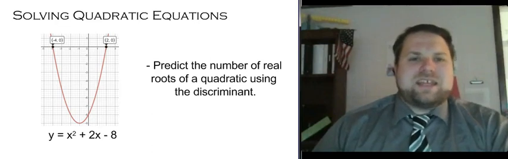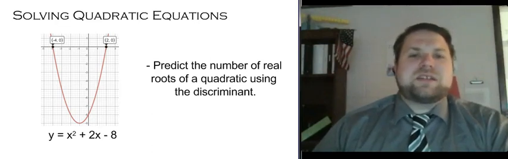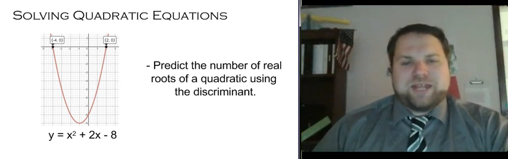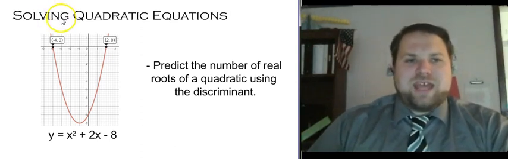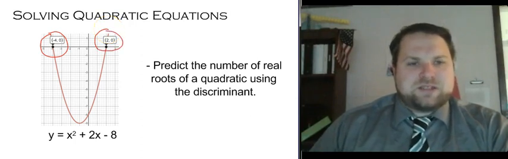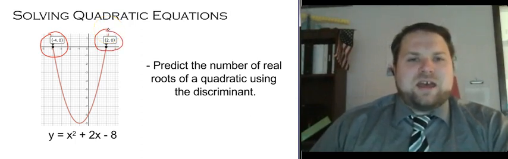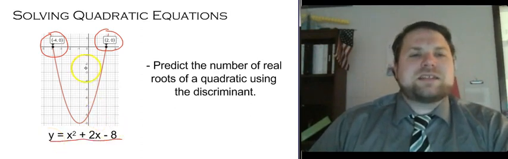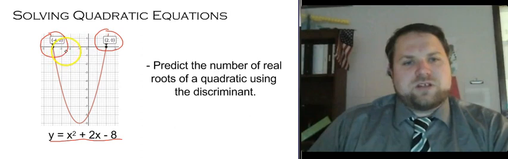Hey everyone, in today's video we're going to be looking at predicting the number of real roots of a quadratic using something called the discriminant. So we know if we have a graph of a quadratic that we can look at the x-intercepts, also known as roots, zeros, and solutions, and we can see very clearly that there are two of those in this equation. This equation here goes with the graph.